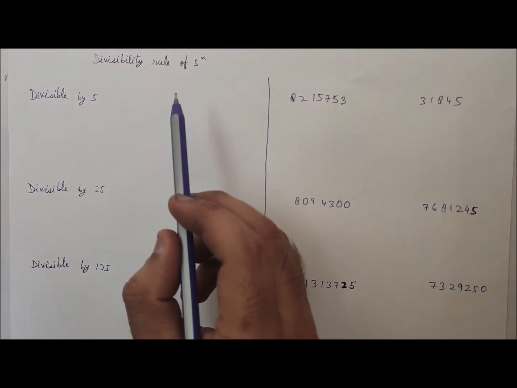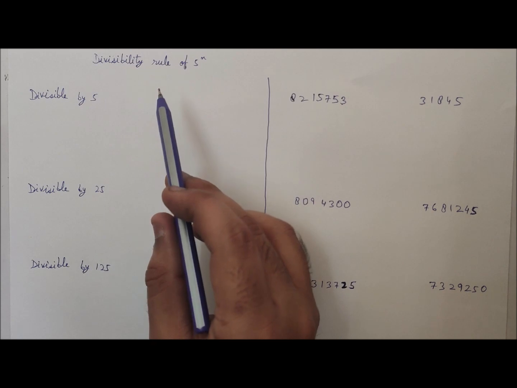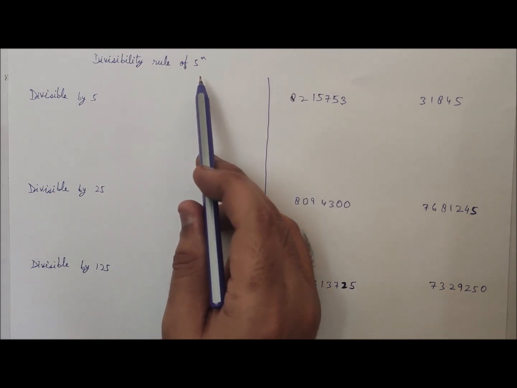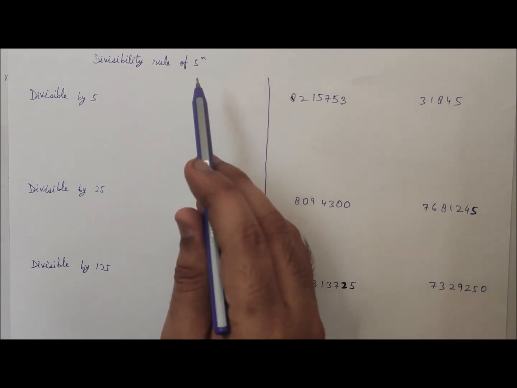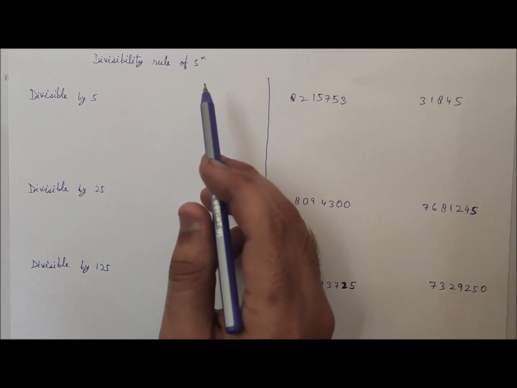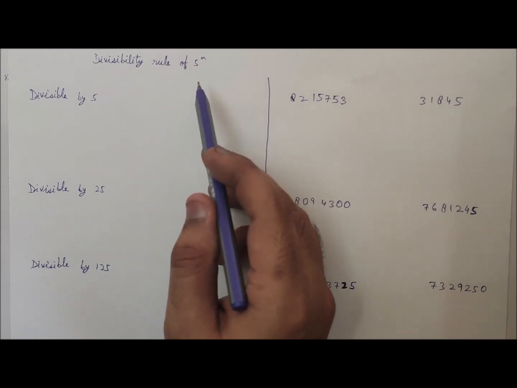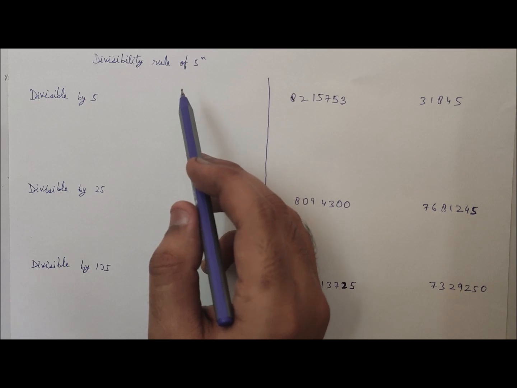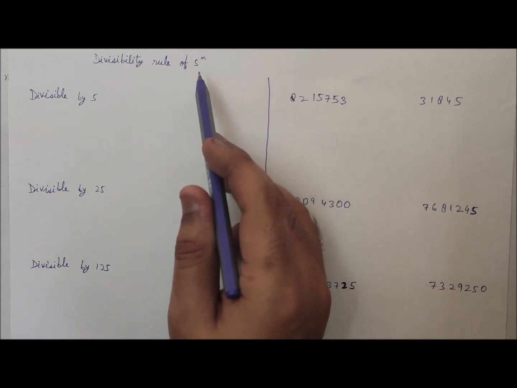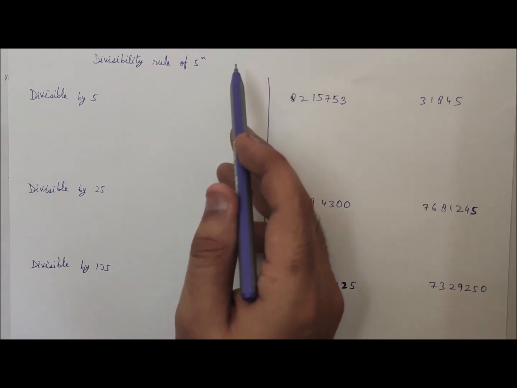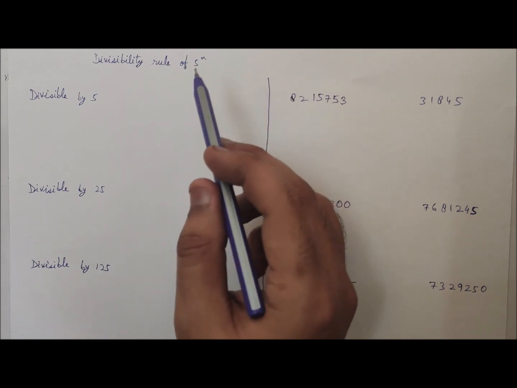I'm the professor, and today we'll be discussing the divisibility rule of 5 to the power n. So it's similar to the one that we discussed for 2 to the power n. The only difference is that earlier we used to check for even numbers. This time we'd be checking for 5 and zeros and other things that are related to 5 to the power n.